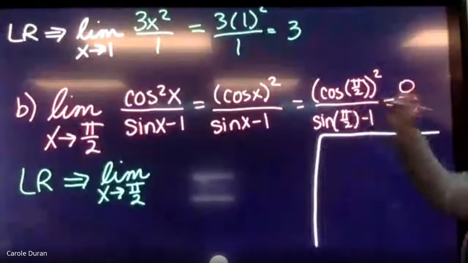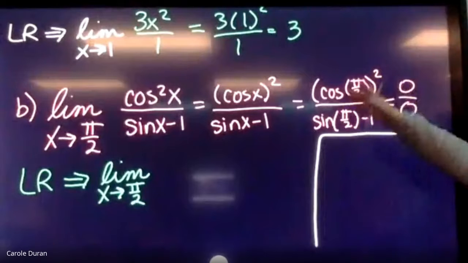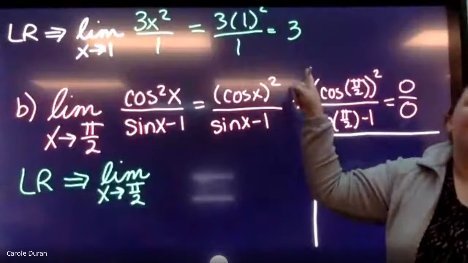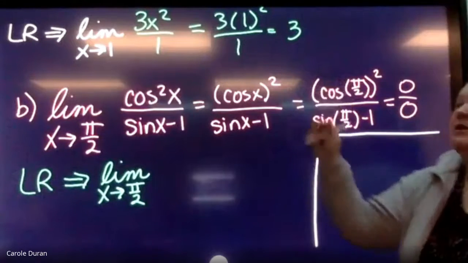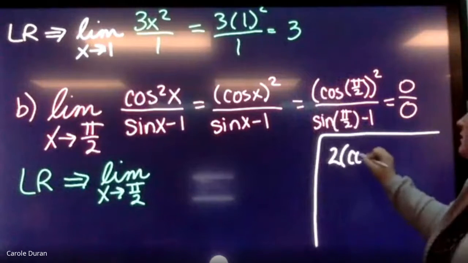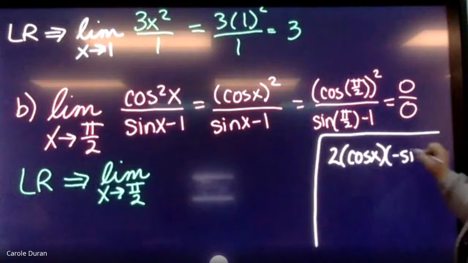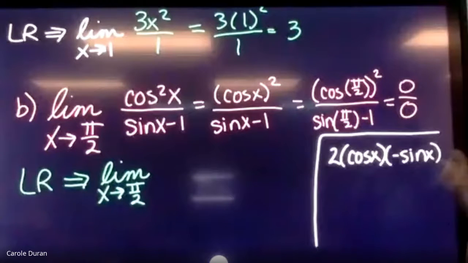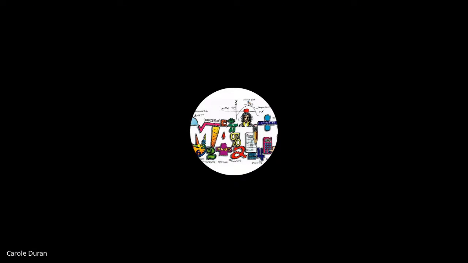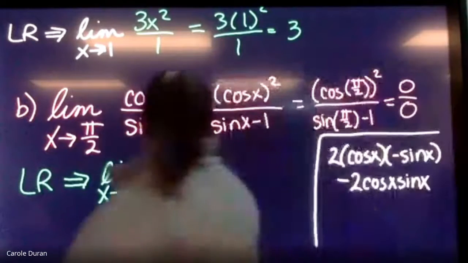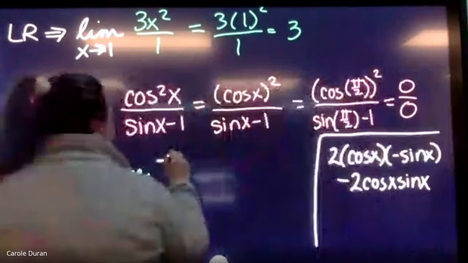So what is the derivative of cosine of x, all squared? It's the chain rule. That's going to become 2 times cosine of x times the derivative of cosine of x, which is negative sine of x. So that derivative is actually negative 2 cosine of x sine of x. All of your derivative rules still apply. So that is my new numerator.